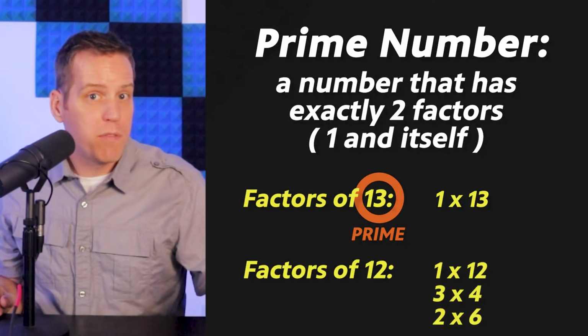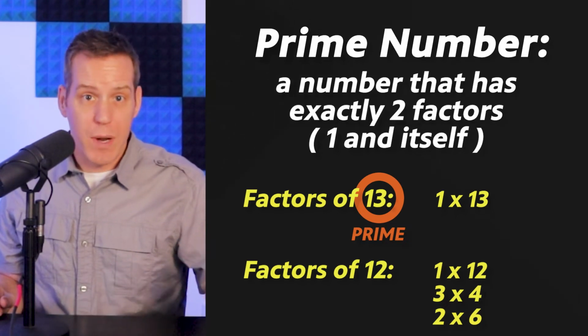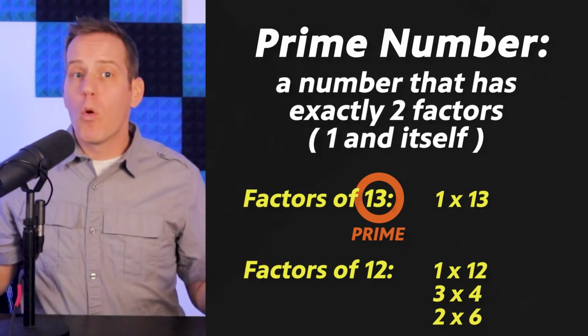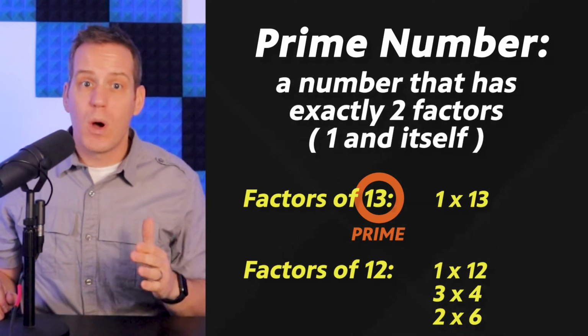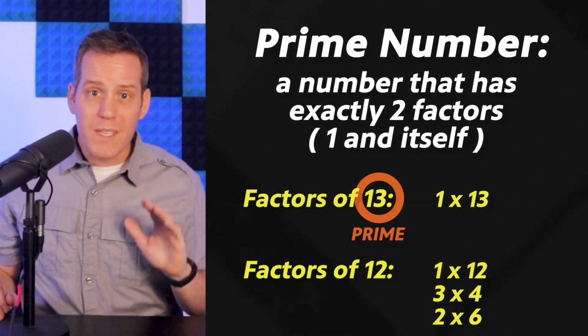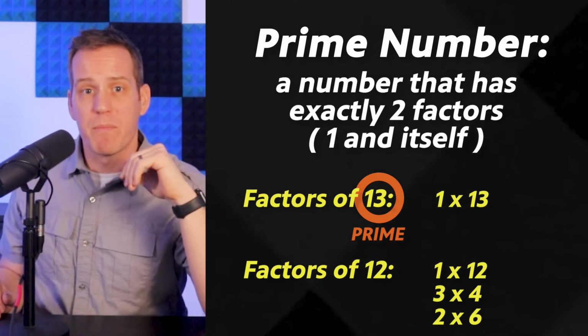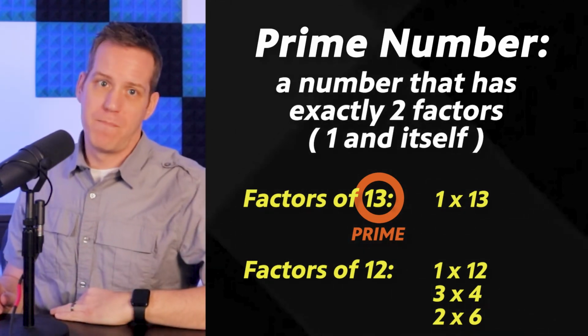1 times 12, 3 times 4, 2 times 6, right? So 12 has more than 2 factors. It actually has 6 factors. So 12 is not a prime number. Since it has more than 2 factors, it's something called a composite number.